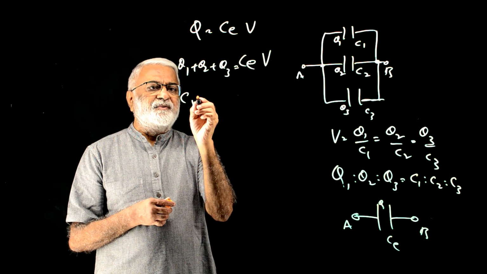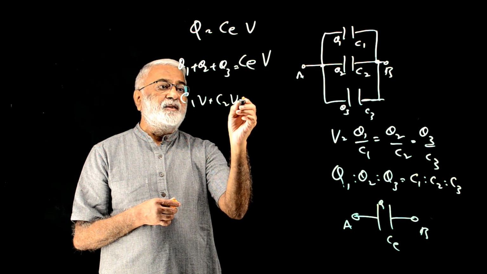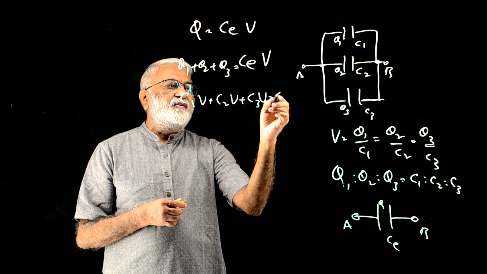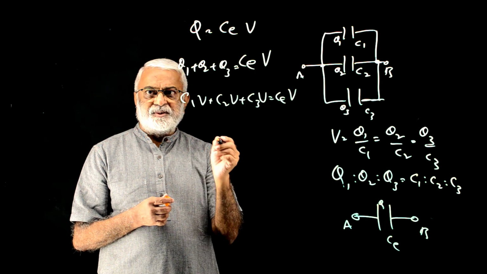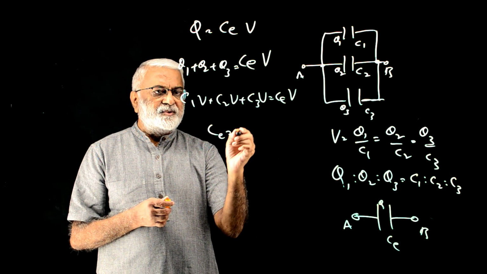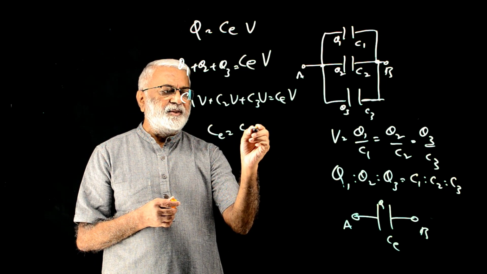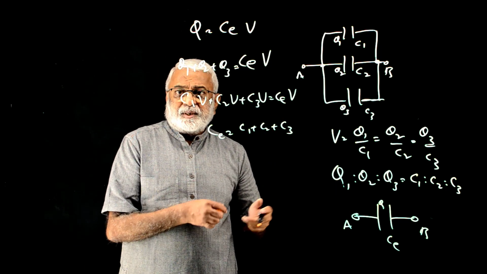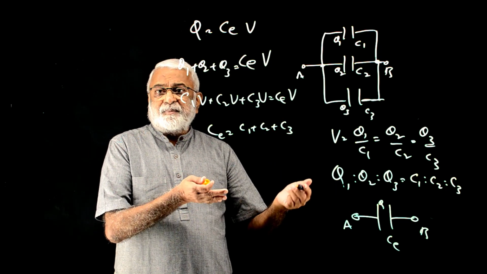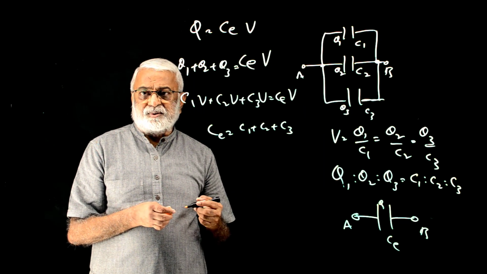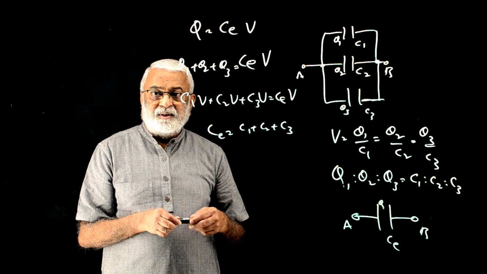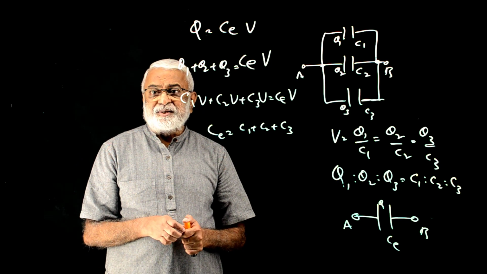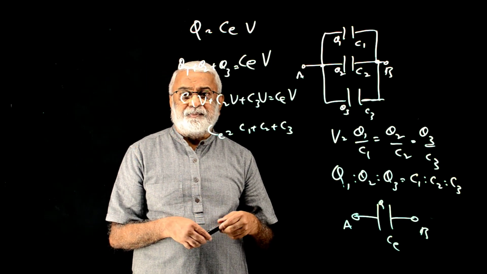And Q1 is C1V, Q2 is C2V, Q3 is C3V. This is equal to C effective into V. So you can see C effective comes to C1 plus C2 plus C3. So the equivalent capacitance is the sum of the individual capacitances. So it looks like an advantage. Your parallel connection increases the capacitance.